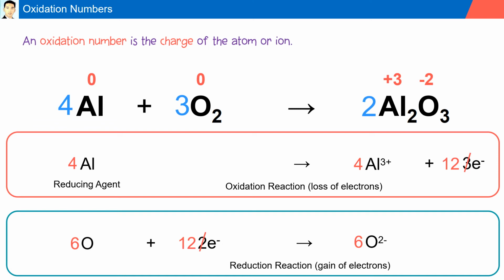The substance that undergoes oxidation is known as a reducing agent, which is aluminum, while the substance undergoing reduction is known as the oxidizing agent. In this example, it is the oxygen.